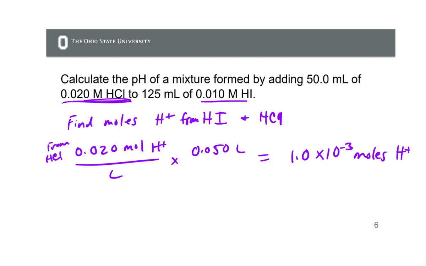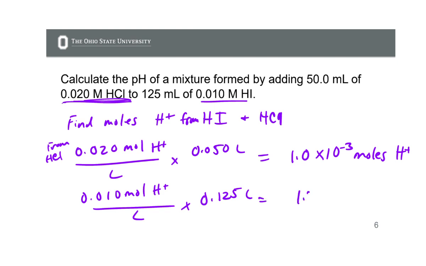Same thing then from HI. Okay, we're going to have 0.01 moles per liter of HI. For every 1 HI, we get 1 H+. So I'll have 0.010 mole of H+ per liter. We have 125 milliliters of that, or 0.125 liters. And we end up with 1.25 times 10 to the minus 3 moles of H+. Okay, everyone okay with that?